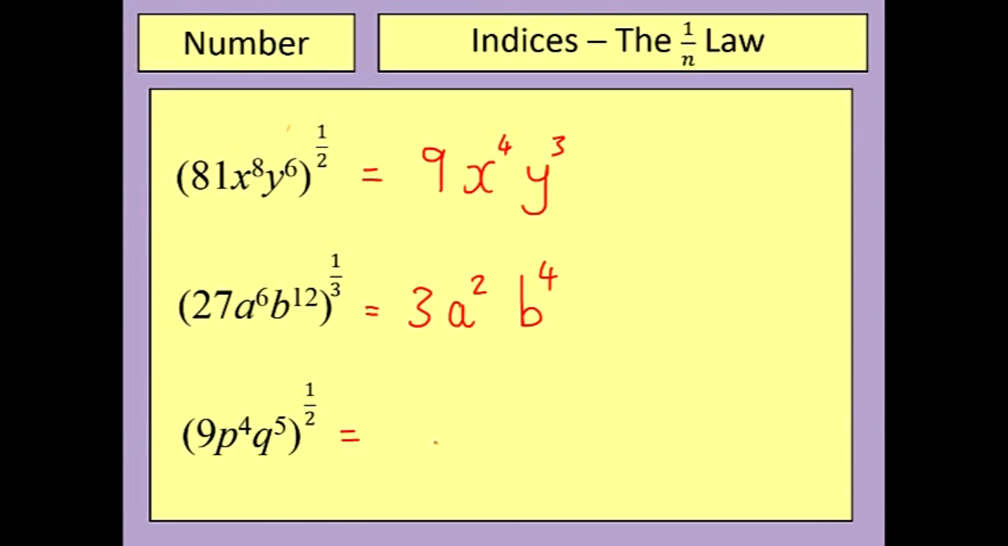And the final one, it's a square root one again, so the square root of 9 is 3. And then half each of these powers, well, you've got p to the power 2, and then q to the power 2.5.